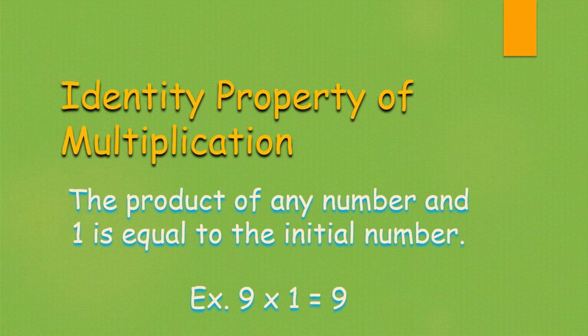Next, identity property of multiplication. The product of any number and 1 is equal to the initial number. Example, when we multiply 9 by 1, we get 9 itself.